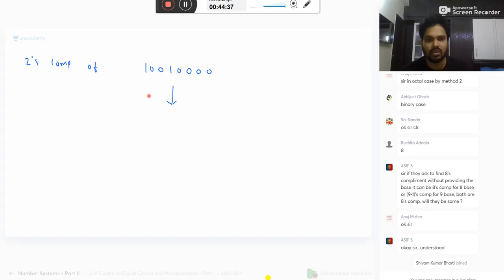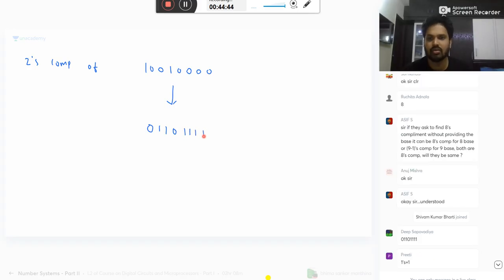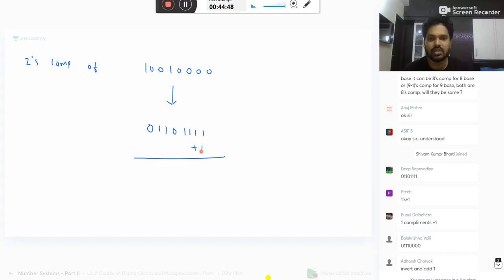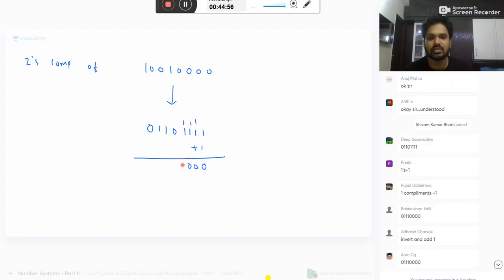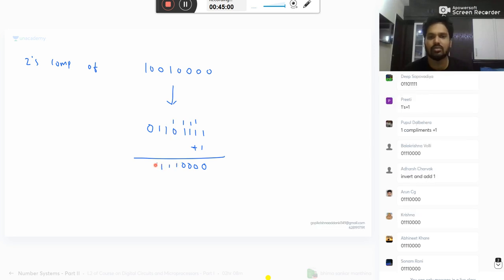Take 1's complement plus 1. Now 1 plus 1 is sum 0, carry 1. 1 plus 1 is sum 0, carry 1. 1 plus 1 is sum 0, carry 1. And 1, 1, 1, 0. This much job is to be done. I'll give you an easy method for this.